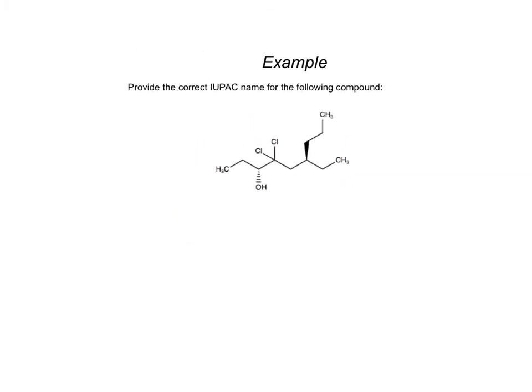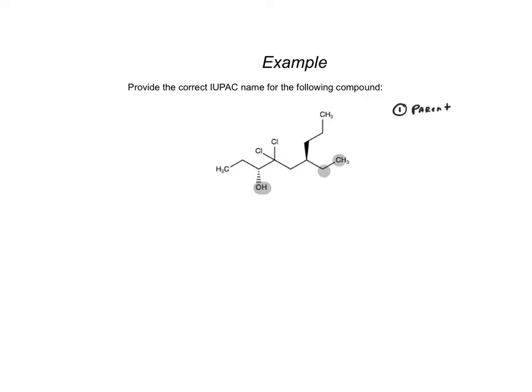Okay, so we're going to do an example, and then I'll let you guys have a few to work on your own. Again, we're going to follow the exact same protocols that we have been thus far in determining the correct IUPAC name for this compound. Okay, so first off, we're going to look for the parent chain. And the parent chain is going to be the longest consecutive carbon chain that contains the OH group. Our OH group is right here, so that's why we know it's an alcohol.